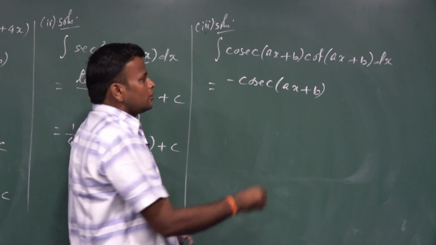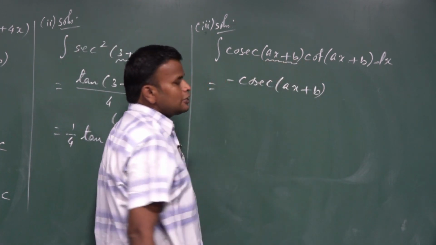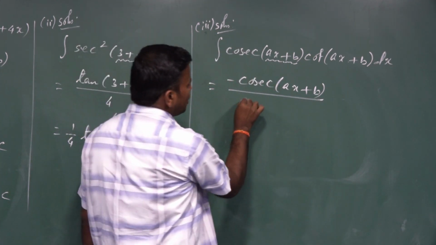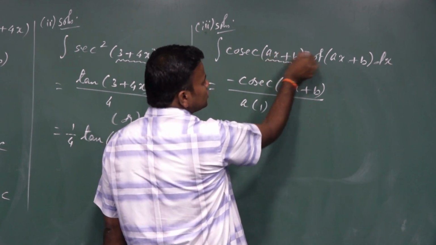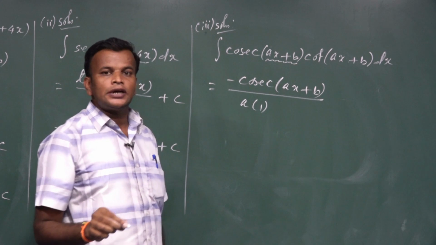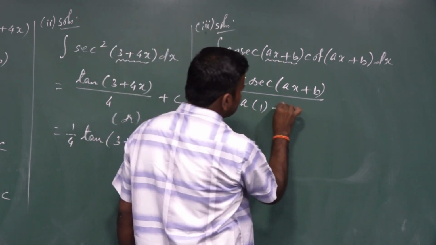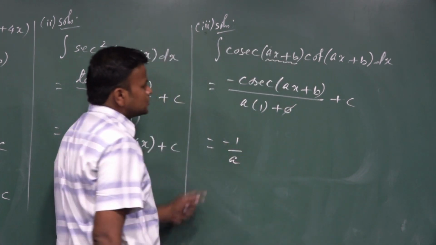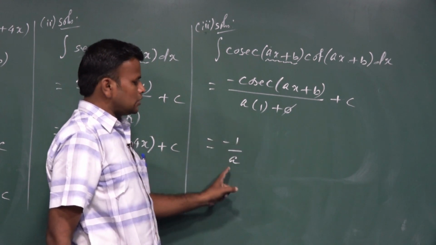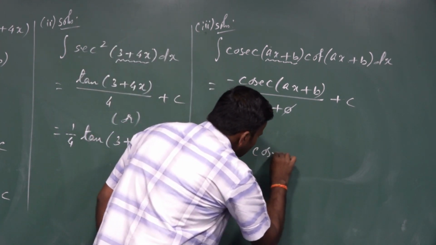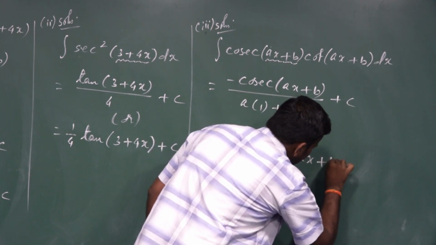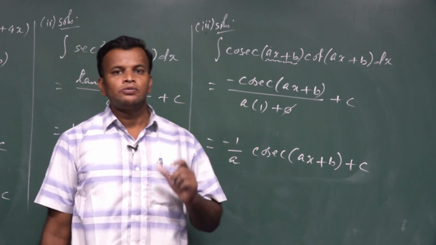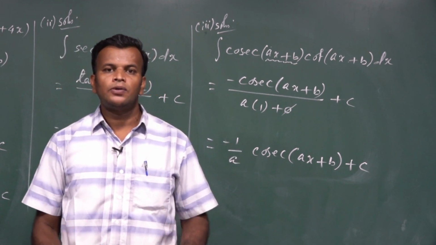What is the next step? Except x here, ax plus b. So we differentiate the term with respect to x. Always in ax plus b, we treat a and b as constants and x as a variable. So the derivative is a times 1 plus 0, plus c. We leave it. So the answer is minus 1 by a, cosecant of ax plus b plus c. So in all the sums, the formula is very important. So you first memorize all the formulas.